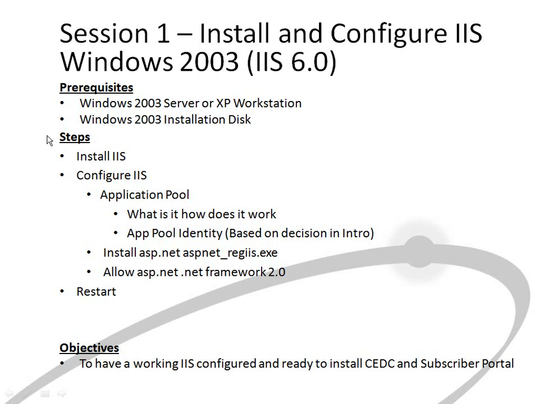Okay, the steps we're going to go through here is we're going to install it, and then we're going to configure it. We're going to talk about an application pool, what it is, how does it work. We'll talk a little bit about the identity and why we need an application pool. We're also going to install the ASP.NET framework and make sure that it's running. Then we're going to restart the server, be ready to go.